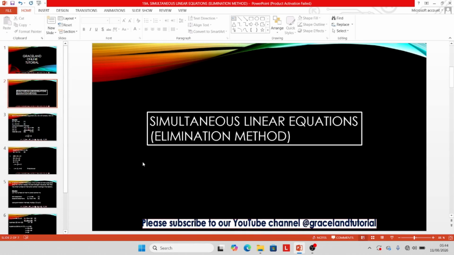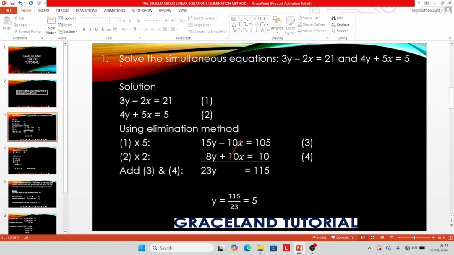Our topic today is simultaneous linear equations using the elimination method. Solve the simultaneous equations: 3y minus 2x is equal to 21 and 4y plus 5x is equal to 5.